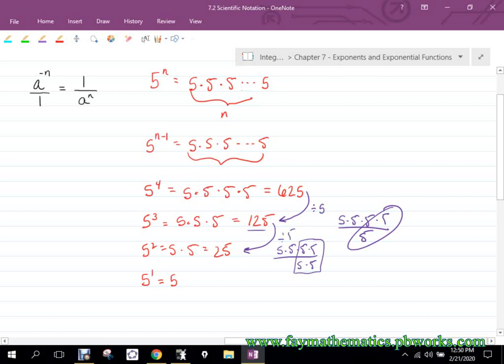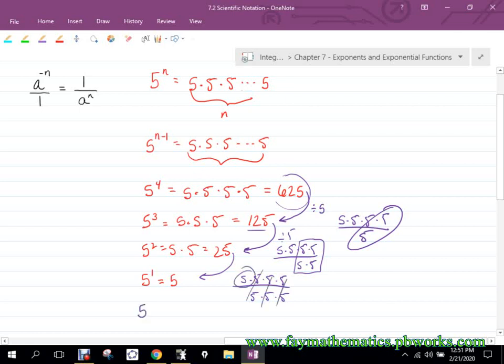What do I divide 25 by to get 5? 5. So 5 times 5 times 5 times 5. I've now divided that, so starting with 625, I've now divided it by 5 three times. So those cancel, leaving me just 5, right?